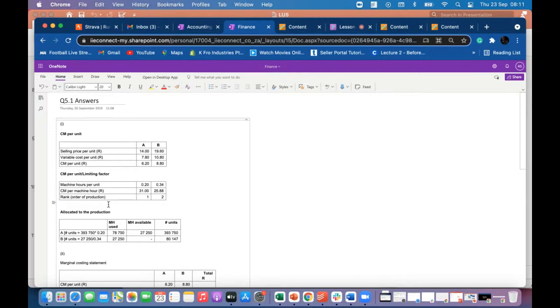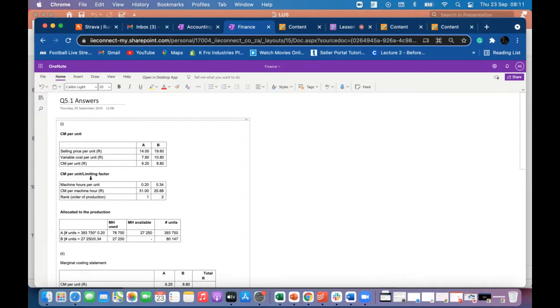So we then say to ourselves, all right, no problem. What is the selling price per unit? 14 Rand for A, 19 Rand 60 for B. What is the variable cost per unit? 7 Rand 80 for A, 10 Rand 80 for B. Therefore the marginal income for A is 6 Rand 20. The marginal income for B is 8 Rand 80.